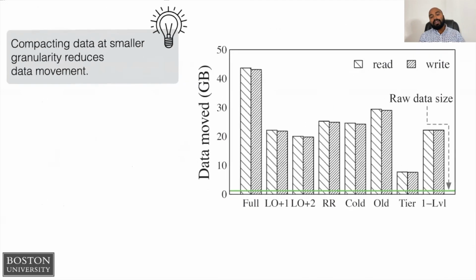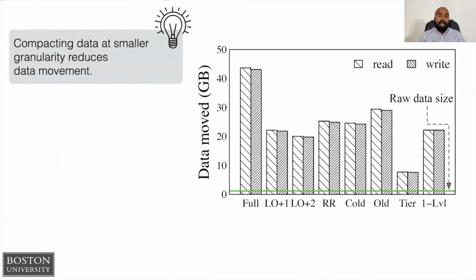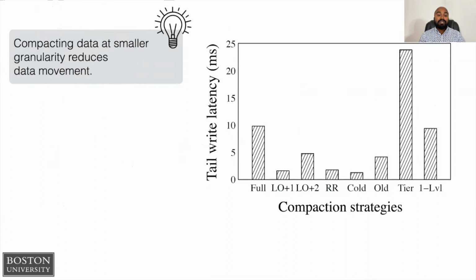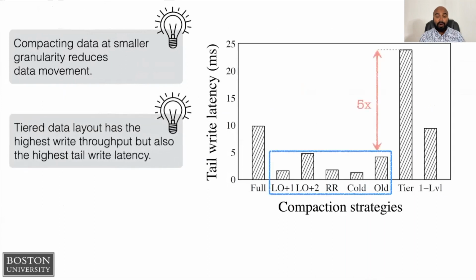Our first observation is that compacting data at a smaller granularity reduces the overall data movement due to compactions. LSMs are infamous for their high write amplification, which comes from compactions. And this cost can be reduced by nearly 45% when we compact only a part of a level instead of a whole level. A tiered data layout, of course, turned out to be the most write optimized, but this comes at the cost of a very high tail write latency.